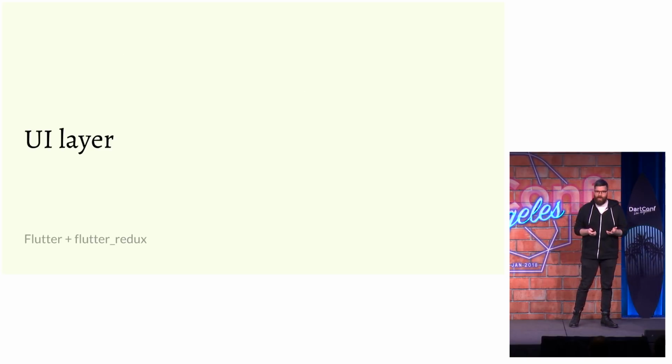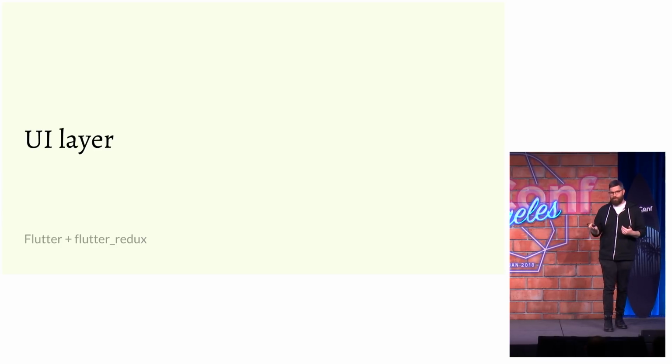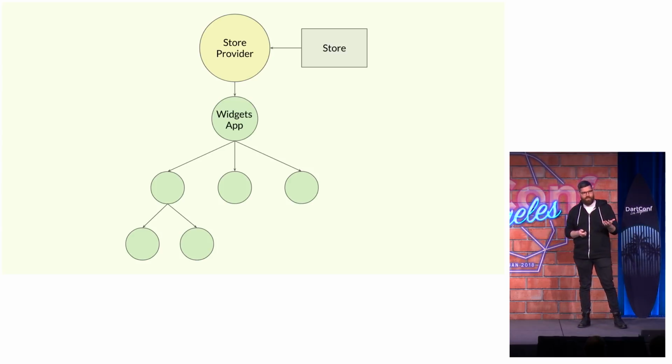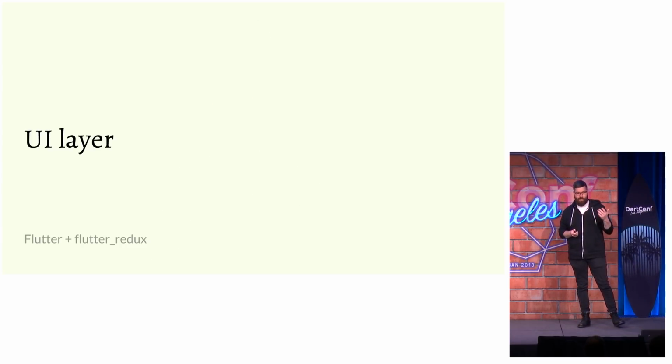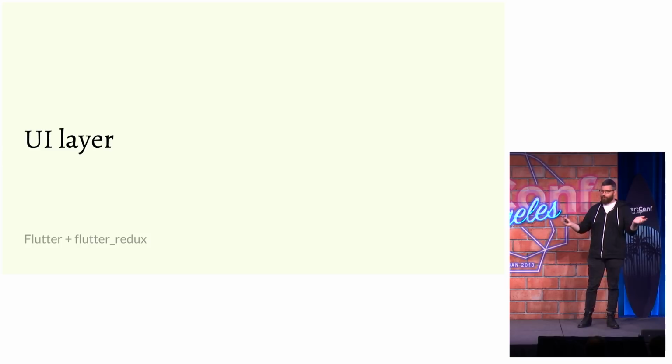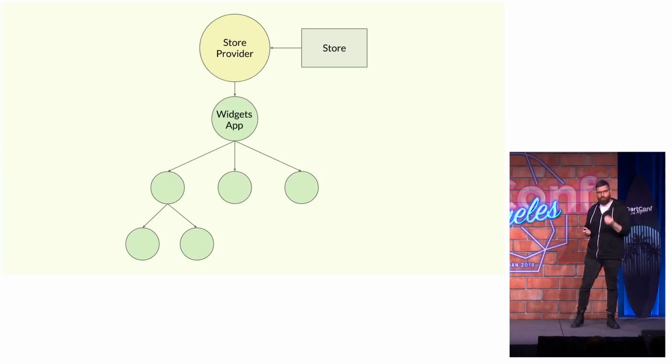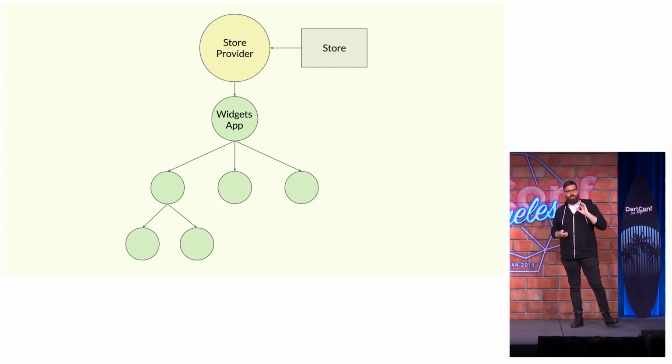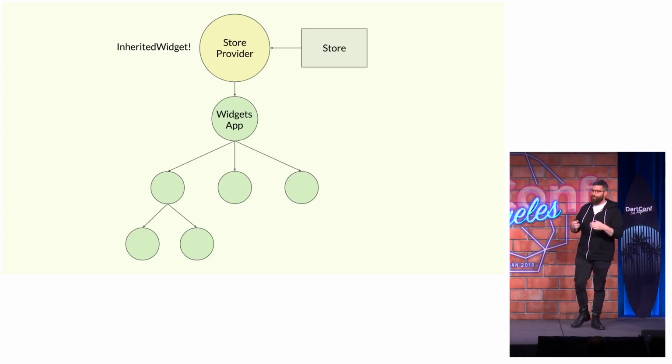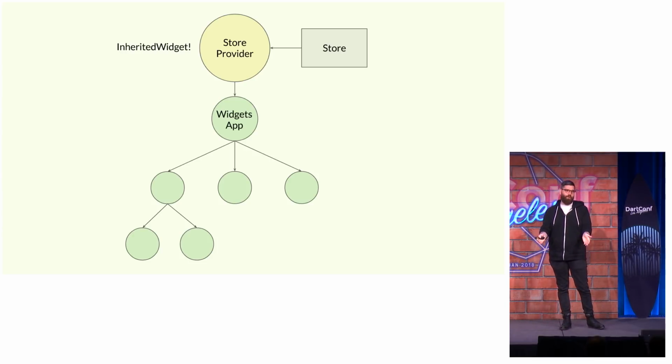So then let's talk about the UI layer, right? Because this is a Flutter talk, I'm going to discuss Flutter, but this stuff could also be hooked up to Angular as well. In this case, we'll use a library called Flutter Redux, which sort of melds Redux with Flutter. It provides something called a store provider. That's a widget that you put at the very top of your hierarchy. And guess what? It's an inherited widget. So that's really cool, because that means the store is being passed down to all of the descendants.